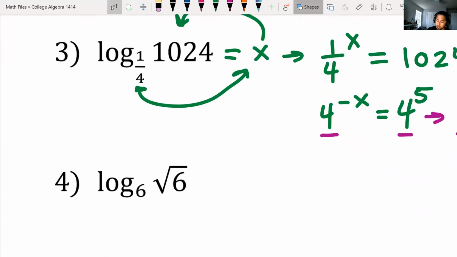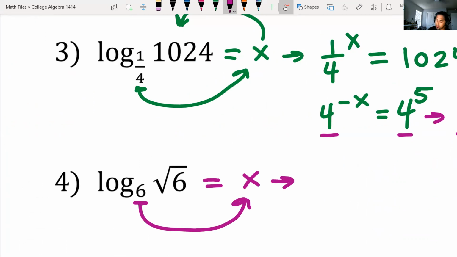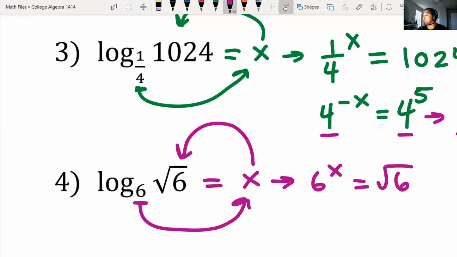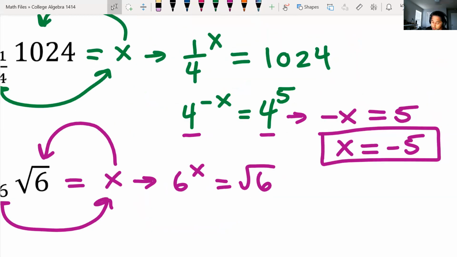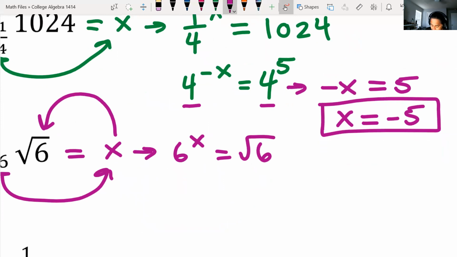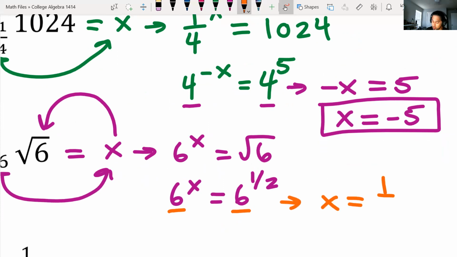Let's keep going. Let's go ahead and set this equal to x again. Take this base of 6, raise it to the x. 6 to the x equal to the inside of the log, which is the square root of 6. Okay. Well, now we see we have the same base, but what is another way to rewrite the square root of 6? 6 to the 1/2. Good. 6 to the 1/2. Same base. x now equals 1/2.